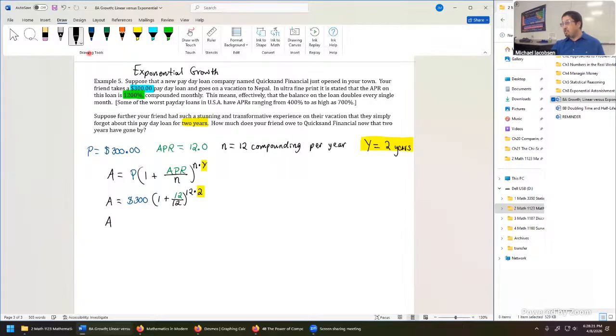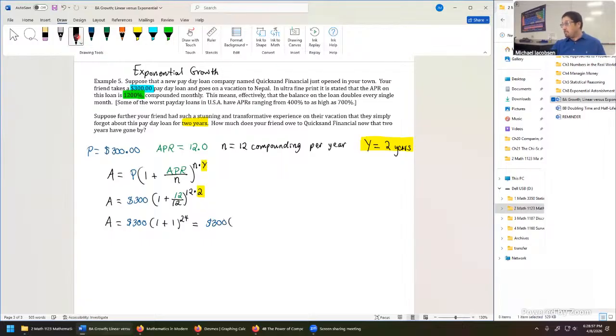Now, if we simplify it just a little bit more, we have the amount is $300 times 1 plus 1 after simplifying inside the parentheses. 12 times 2 gives us 24 compoundings altogether. And again, if it's 12,000% APR, that means the interest has gone up by a 1, but as a percentage, that's 100%, meaning it's doubling every single month. So this then becomes 300.